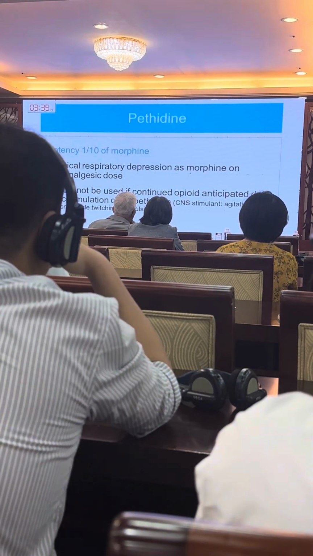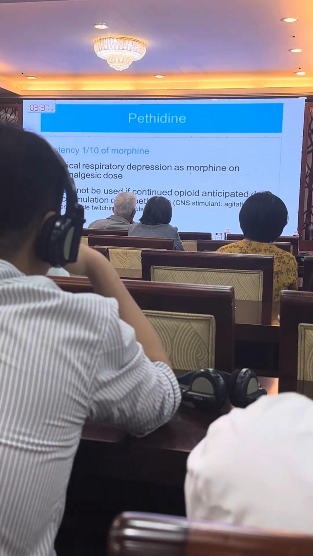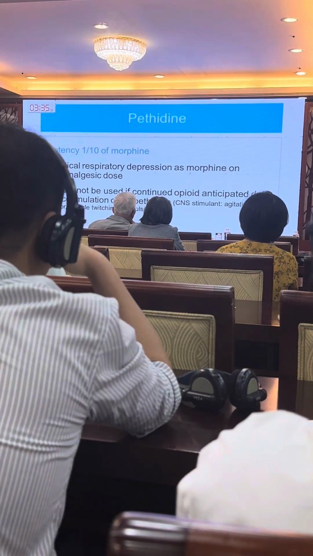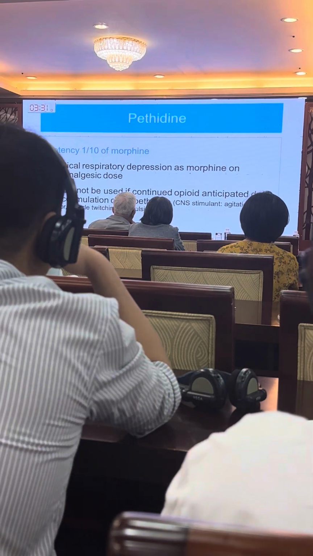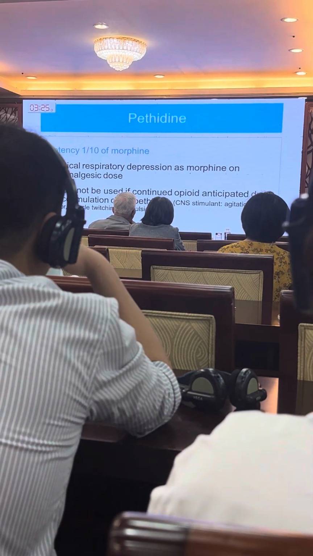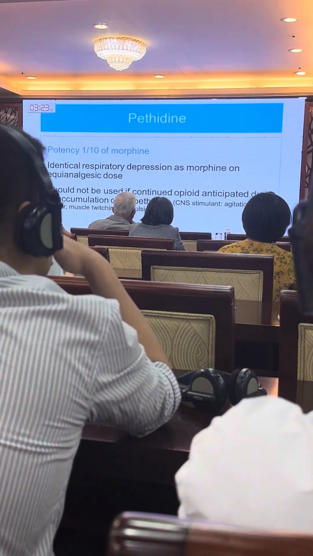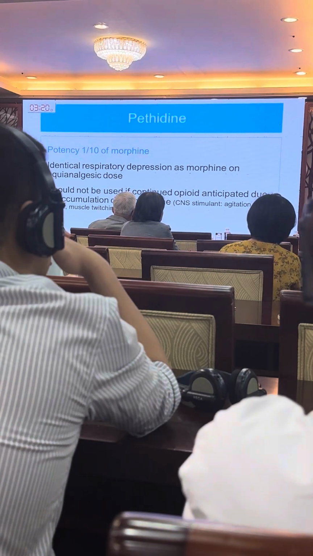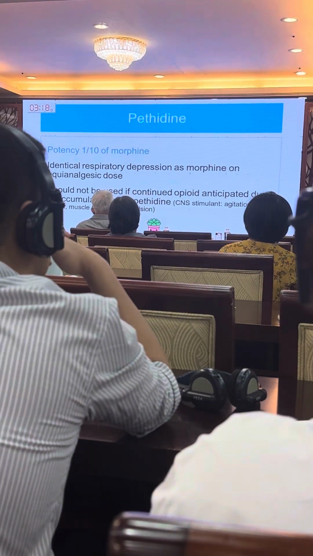Alternative strong opioid, pethidine. Pethidine is not popular in my hospital. Pethidine cannot be used long term, especially in cancer patients, because the accumulation of norpethidine may lead to CNS side effects such as convulsion, tremor, or something else.